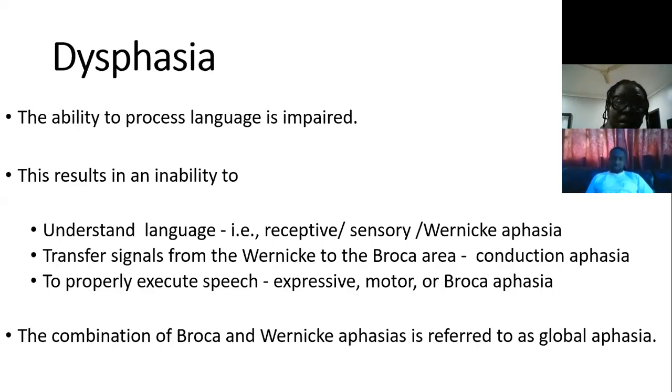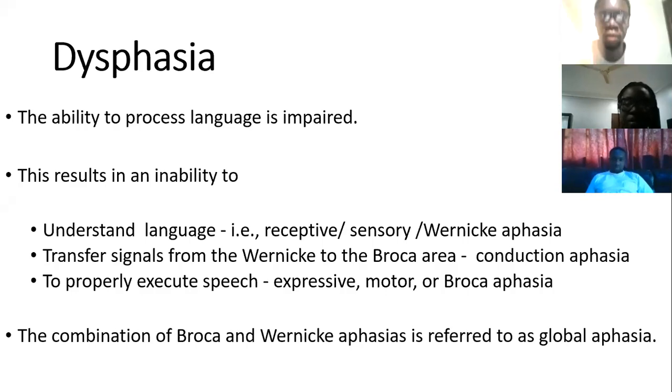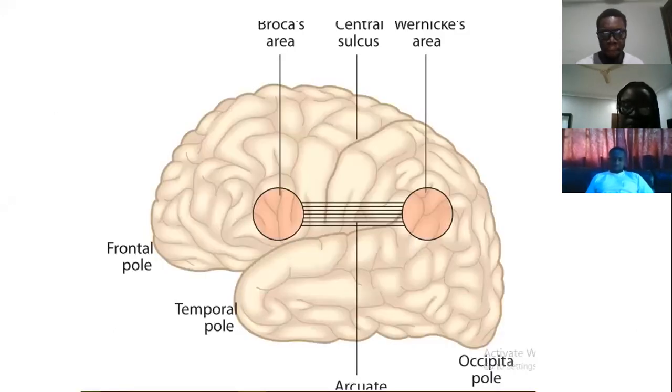So, this is impaired language ability, and there are two types. Either the patient is not able to understand the language, that is receptive or sensory aphasia. And then you can also have inability to actually speak, that is expressive aphasia. Okay. And when you have the two, that is patient cannot understand and patient cannot speak, then it's a global aphasia.